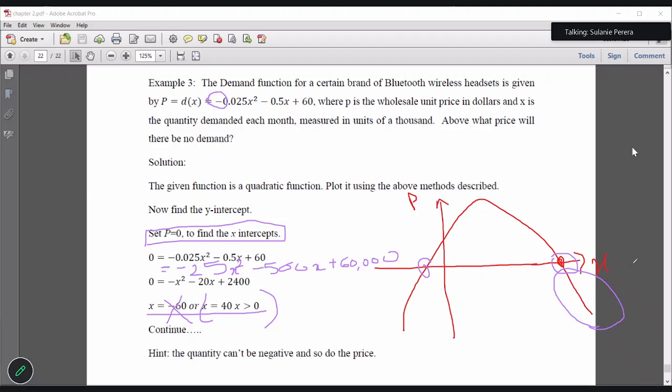Okay, so now this is the quantity. Now the question asks you to find above what price will there be no demand. So beyond this, there will be no demand. Here the price is 0. And what is the price beyond which there will be no demand? So that means you have to find this point.